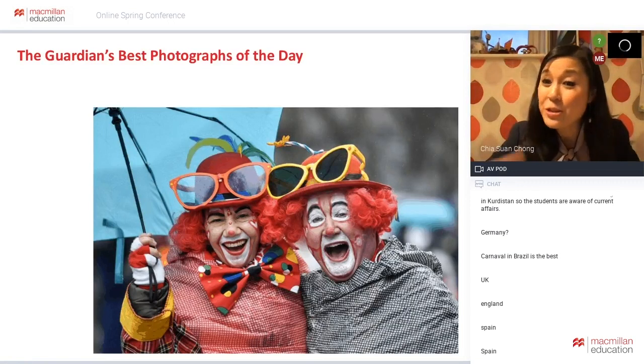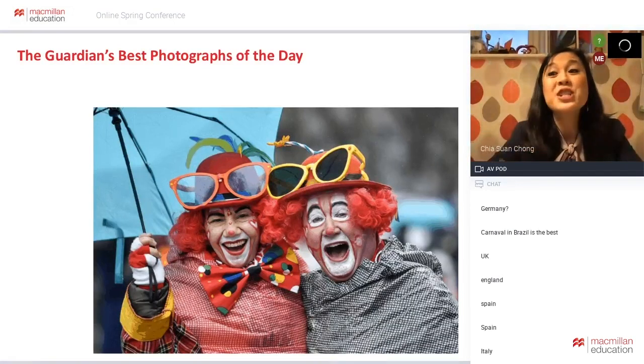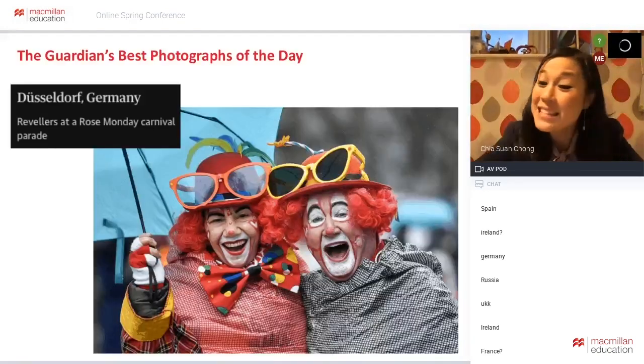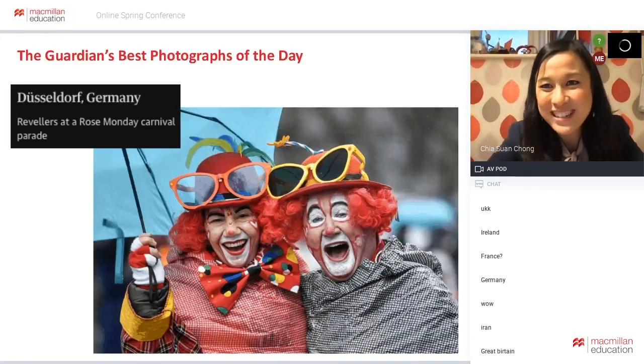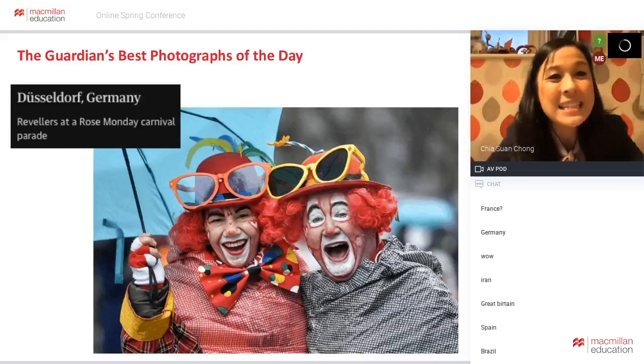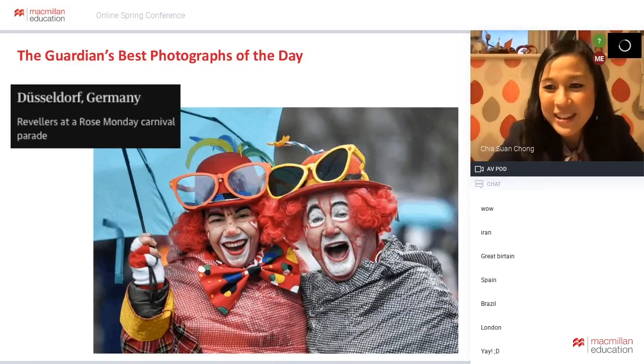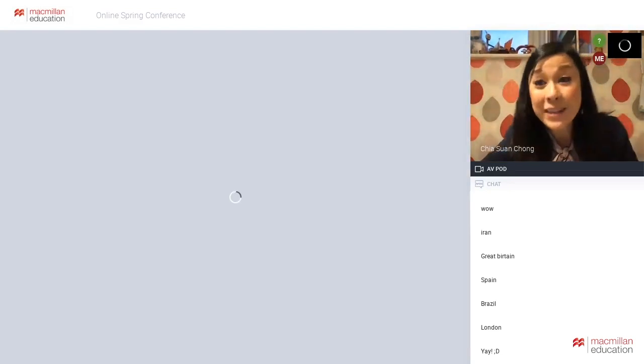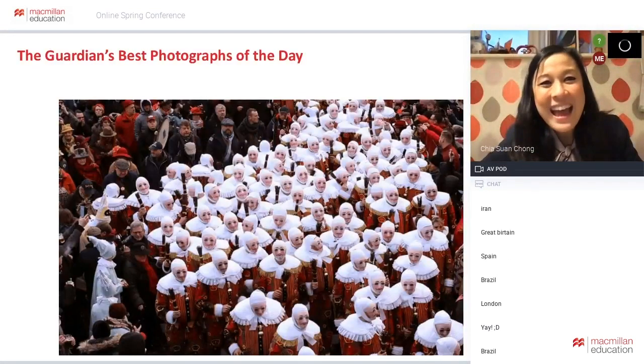Thank you, Zarina. It's good to know that you use the local papers that are in English to incorporate current affairs. Okay, all right. Clowns in the UK. Okay, so let's see who has got the prediction activity right. It is Germany, in Dusseldorf in Germany. The Rose Monday Carnival Parade. It definitely is carnival season.